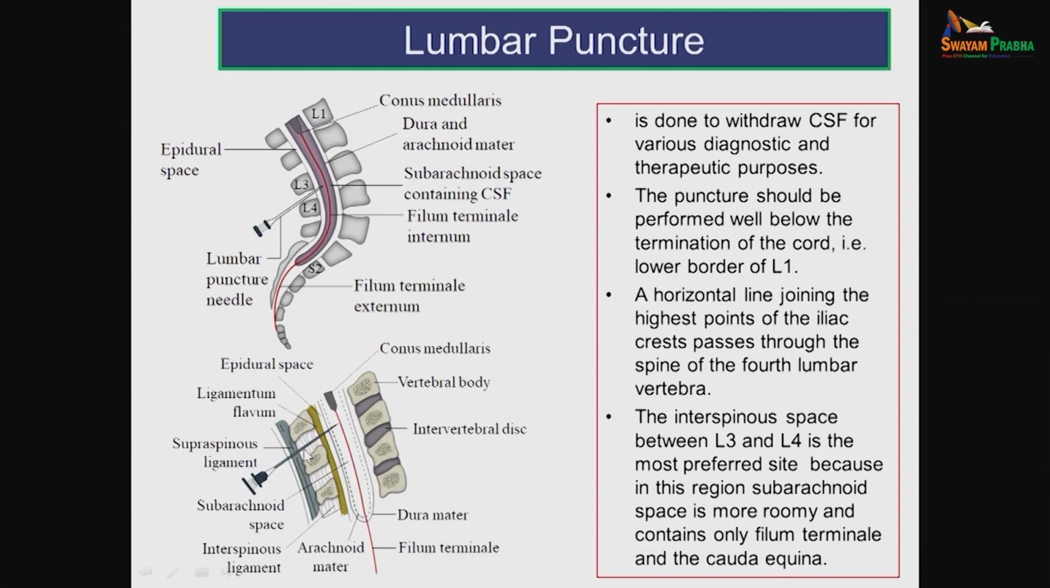Once you put the needle into the interspinous space, you will be piercing various structures. Look at the picture below. You will be piercing the skin, fascia, then the supraspinous ligament, interspinous ligament, ligamentum flavum, then your dura, arachnoid, and you will be entering the subarachnoid space. So, the interspinous space between L3 and L4 is the most preferred site. You can directly insert the needle, go to the subarachnoid space and withdraw cerebrospinal fluid for diagnostic and also for therapeutic purposes. So, this completes the coverings of the cord.